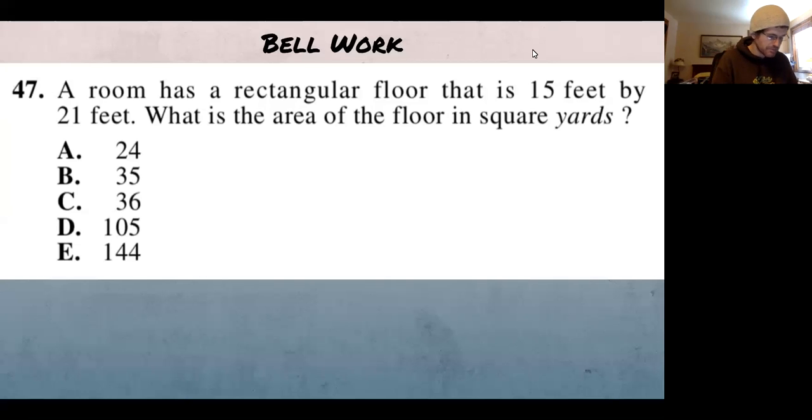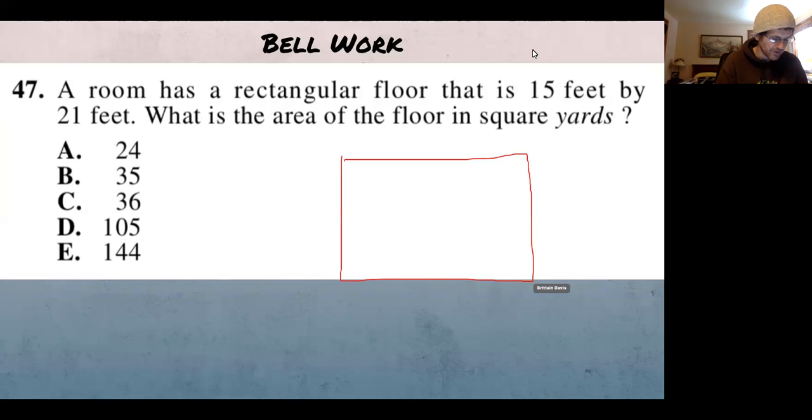Okay, so for this bell work, there's one wrong answer in particular that I understand. Anyways, I'm going to run through the way that I would approach this. And so we've got this room, whatever it is, this floor.